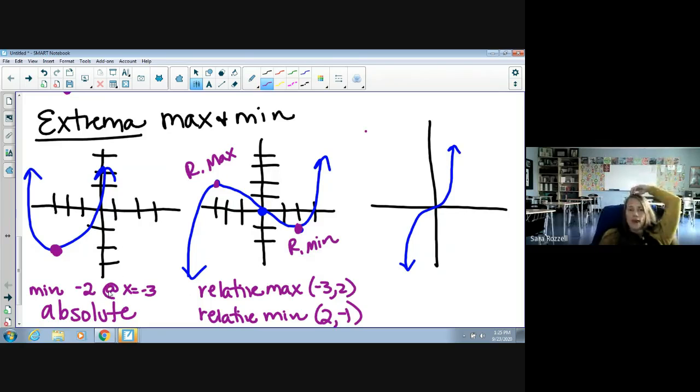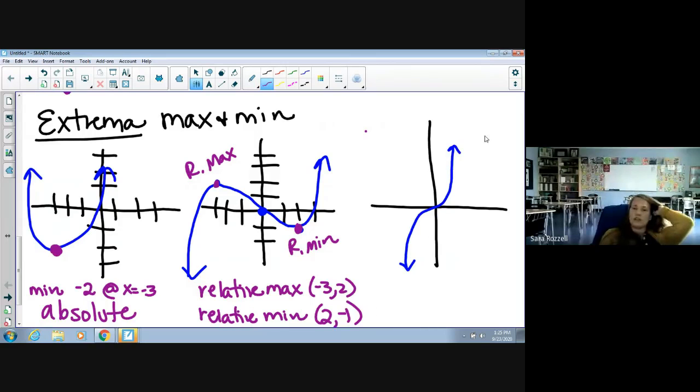Some graphs might have an absolute max, but then also have a relative minimum. That could happen. But the absolute, remember, is the very highest or very lowest point for the entire graph. Relative is just if you're zooming in. It's where your graph switches directions for those.